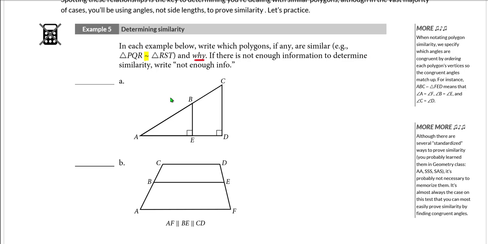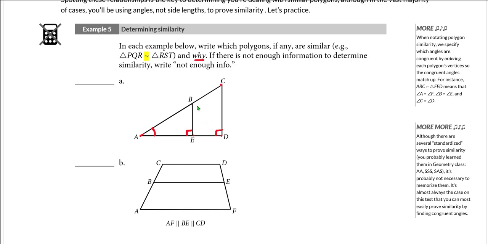So in example 5a here, what we should notice is that in triangle ABE and triangle ACD, they share one angle here. So I'm going to mark that angle with this little arc. And we can see that they share another angle here. I'll just bold over this 90-degree angle. So they have this angle here and the 90-degree angle here in common.